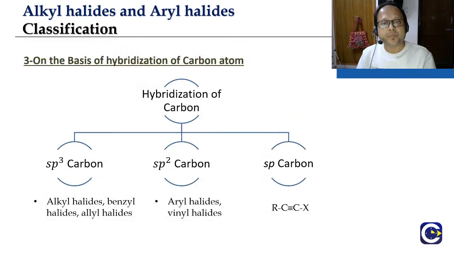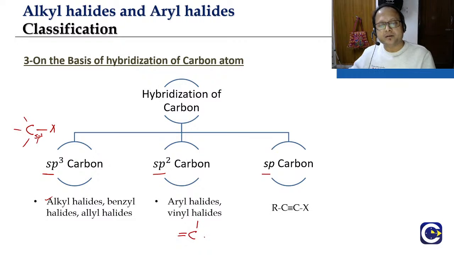So let's move on. Now we talk on the basis of hybridization. We can have carbon with 3 hybridizations only: sp3, sp2 and sp. So sp3: all your alkyl halides, benzyl, allyl, everything has got this one. This is sp3. sp2: aryl halides, vinyl halides, that means your carbon has got a double bond.